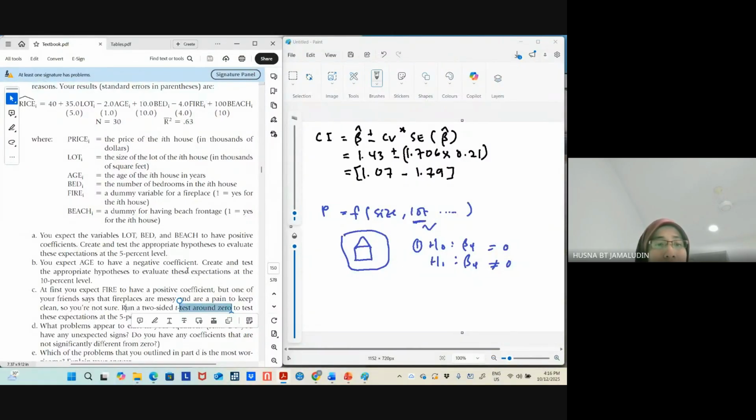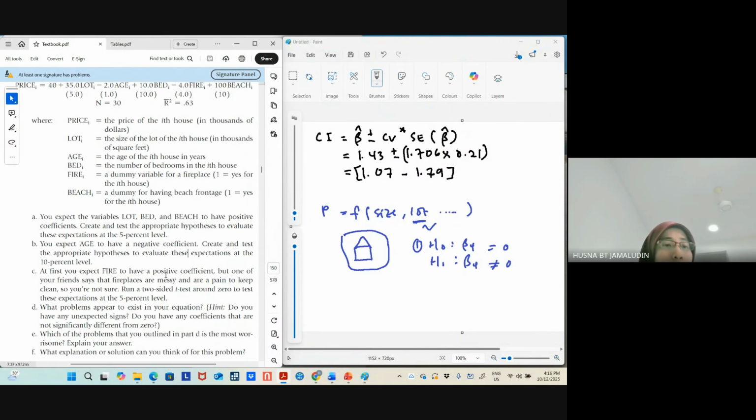The rest will be just the same. Okay. What problem appears to exist in your equation? So what kind of problem? You have to figure out what the econometric problem will be. So they give you a hint.